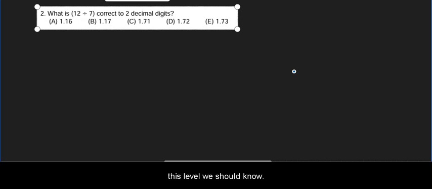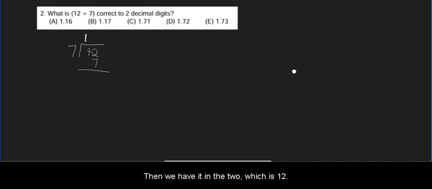Second question, it says, what is 12 divided by 7, correct to 2 decimal digits? Okay, so now how do we solve that? Now you can use the simplest method, which I will show you now, the method that I think at this level we should know. Let me write it down here. It's a division method. So I'm going to use a division method. I must write 12 there. Then I've got 7.